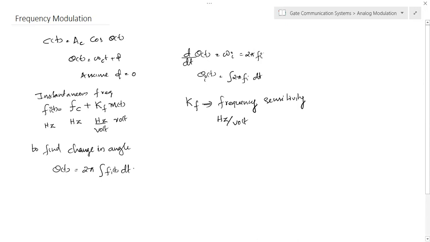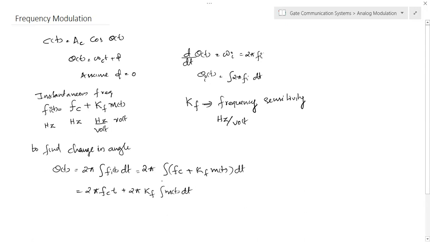Okay. So if you integrate this fi of t, simply 2 pi into this term, that is fi. Fi we can replace by fc plus kf into m of t. Okay, and we can change the variable also, but now I'll write with respect to t itself. So if you integrate this, you will get 2 pi into fc. So fc is a constant, so you can write fc into t if you integrate the first term. And if you integrate the second term, it's simply 2 pi into kf into integral of m of t dt.